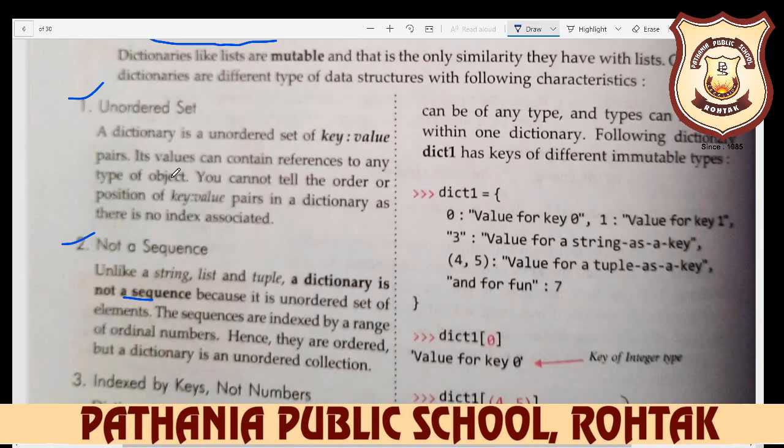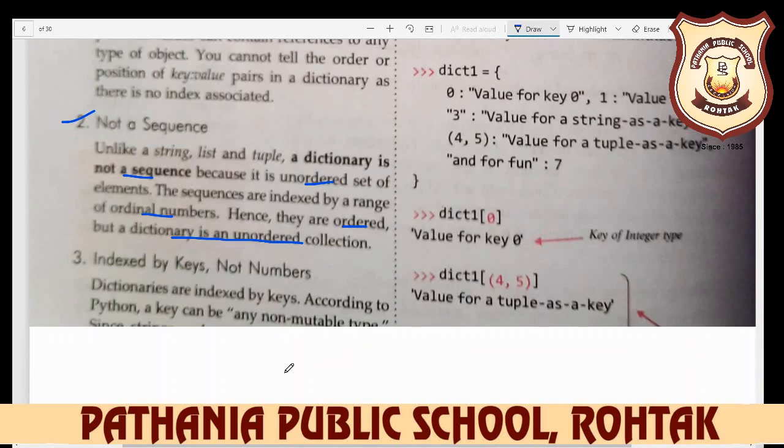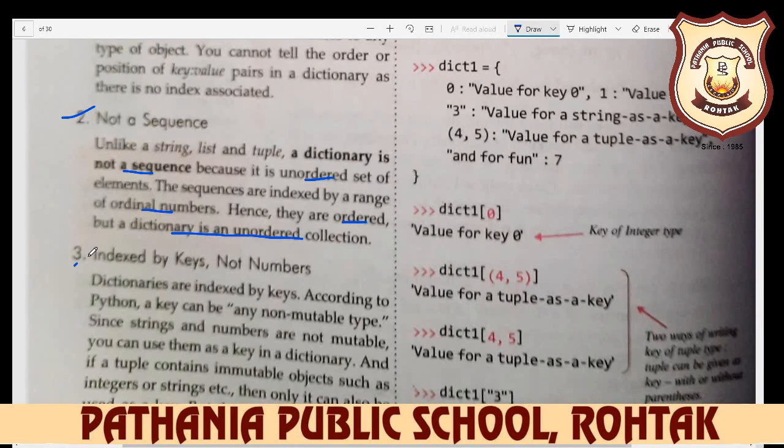You can write down your keys and values as you like. No limitations. You can first write down 1 2 3 4. This type of freedom is here because a dictionary is an unordered set of elements. Sequences are indexed by a range of ordinal numbers, hence they are ordered, but a dictionary is an unordered collection.